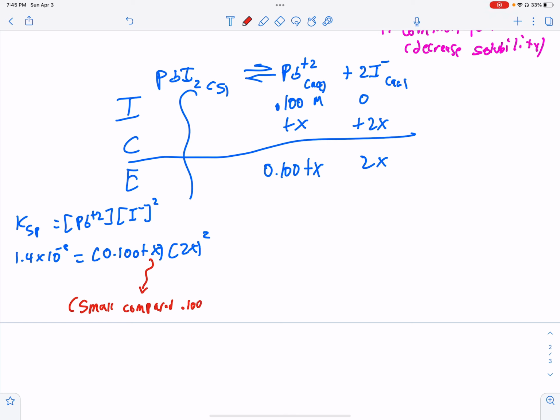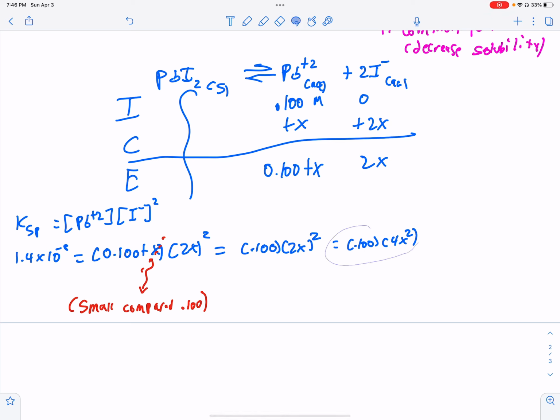So the deal with this X is that the X is going to be relatively small compared to 0.1, meaning 0.1 plus X is basically 0.1. It's a very small amount, so it's negligible, so we can actually get rid of the X. So that leaves us with 0.1 times 2X squared. Now, we talked about how to deal with this 2X squared before, so I'm going to square the 2, that squares the X, so you end up getting 4X squared. So I'm going to do 0.1 times 4X squared, which equals the 1.4 times 10 to the minus 8th.